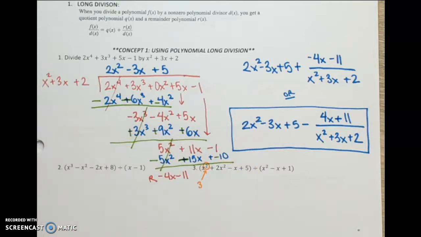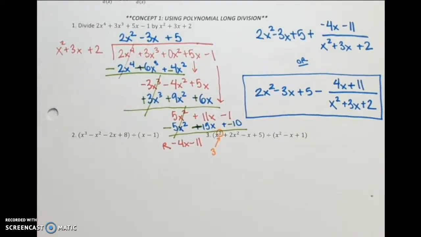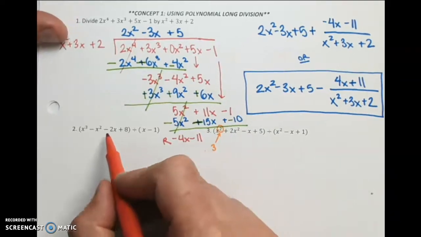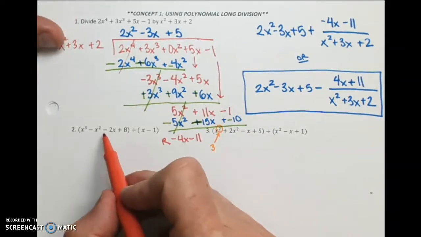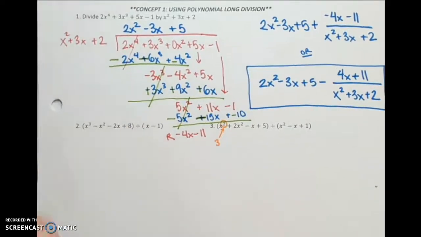I know that's kind of hard to follow. There's a lot going on there. Because of that, I am going to go ahead and show another problem. I'm going to show number 2 here, and I'm going to ask that you try number 3. Here we go. x cubed minus x squared minus 2x plus 8 divided by x minus 1. Use a different color here.